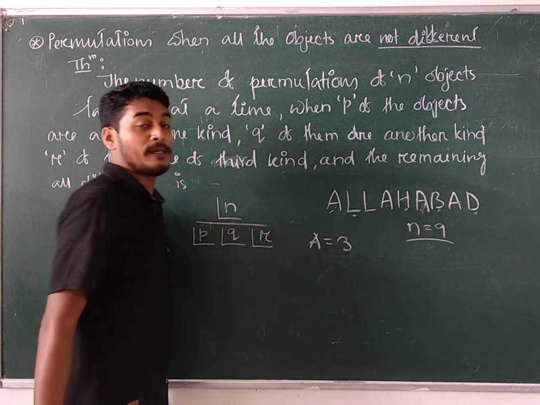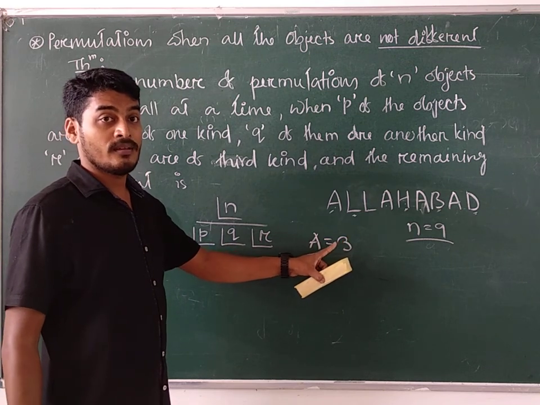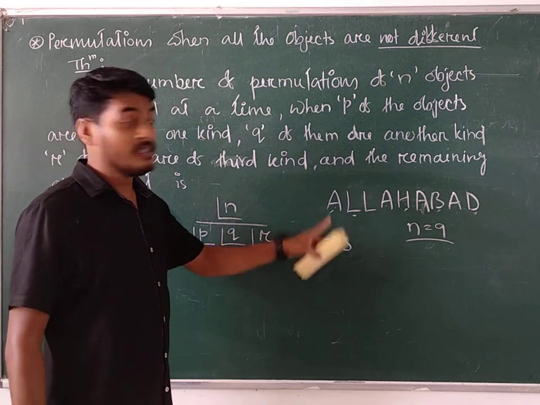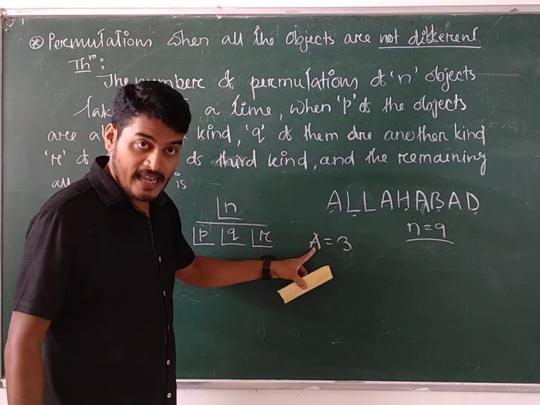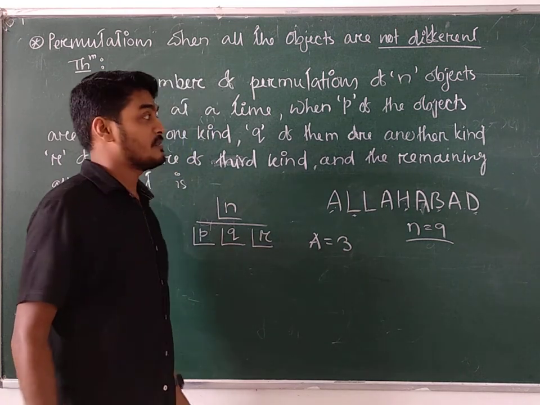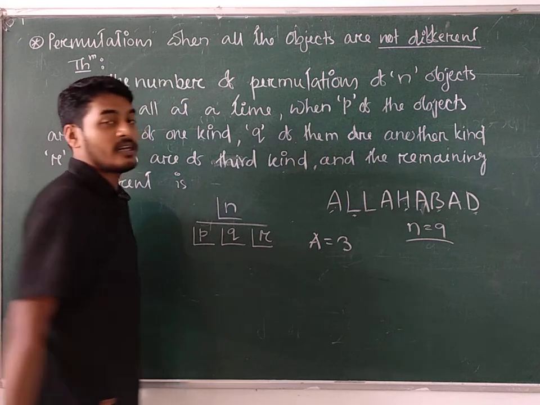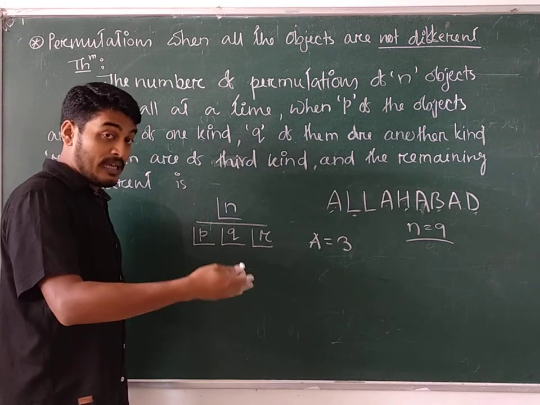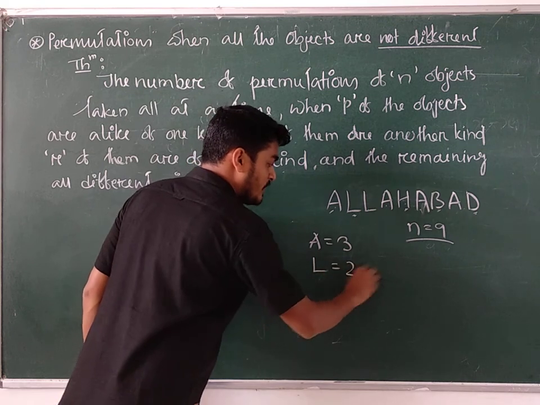3 times. This is the meaning. One object is repeated P times. For example, the letter A is repeated how many times? 3 times. In this way, Q of them are of another kind, and a different object is repeated Q times. For example, L is repeated how many times?